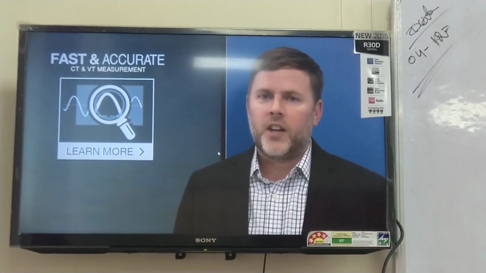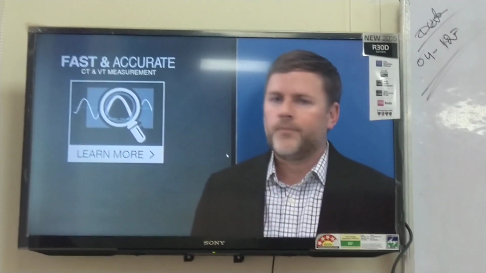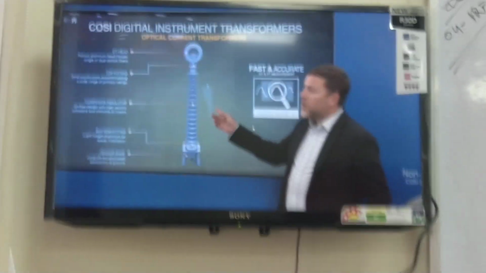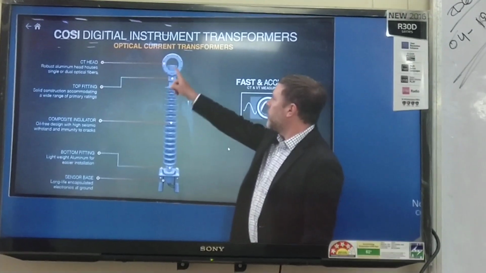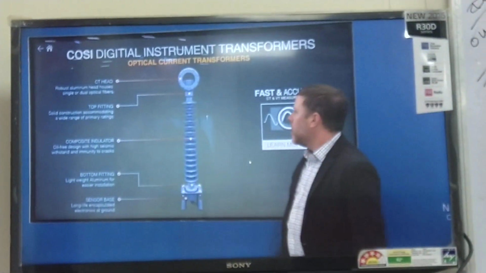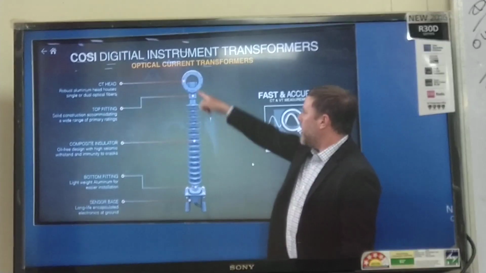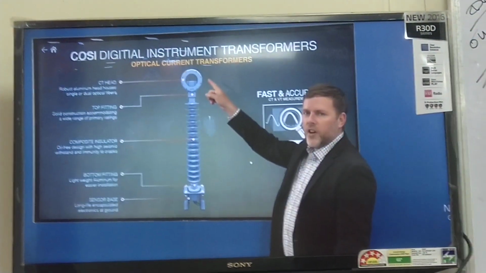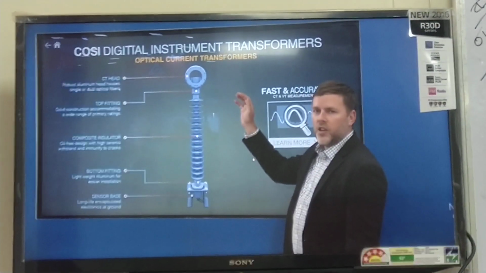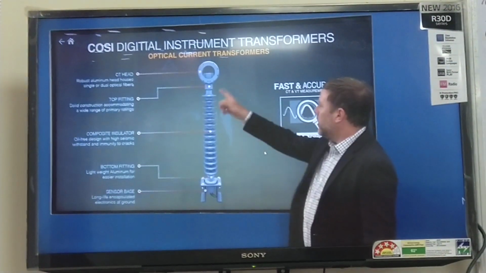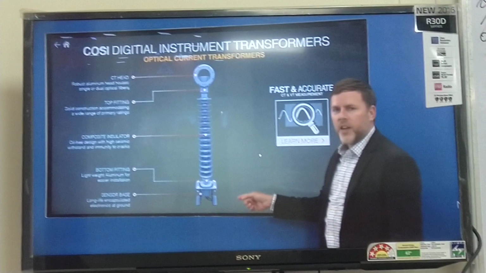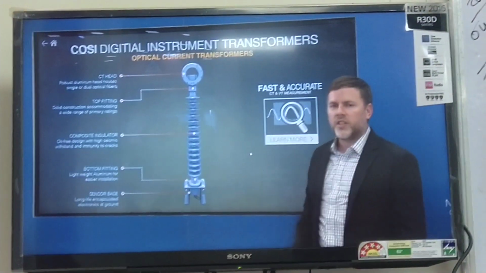The first question I often get is, what is a fiber optic CT? An optical CT uses the Faraday effect to measure the magnetic field produced as the current flows through the CT head. Basically, the light comes up, passes through the CT head, and the Faraday effect causes a change in the angle of polarization of the light as it passes through the head. It hits a mirror, returns, and goes back to the electronics where the signal processing occurs.